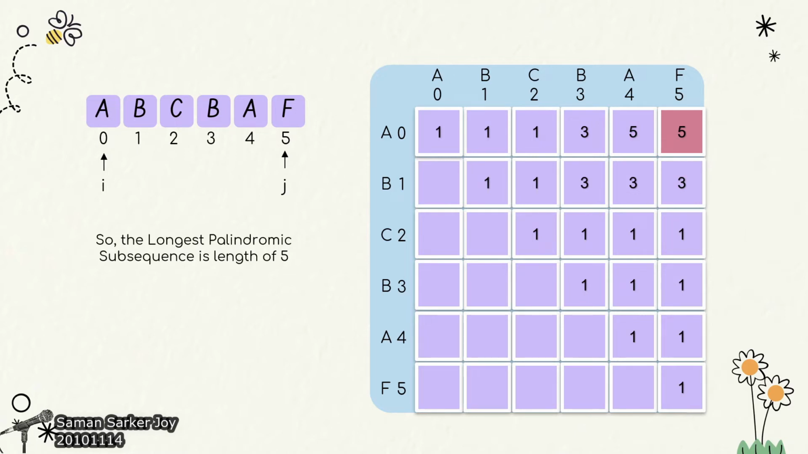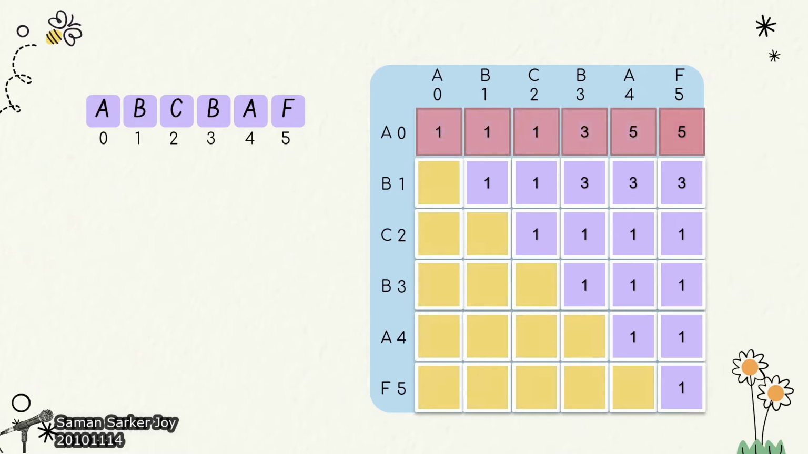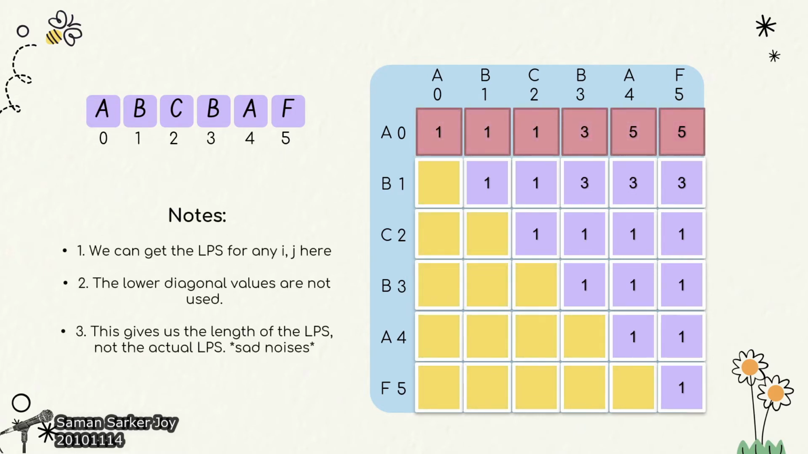The matrix's first row's last value will denote that. Some notes: we can find the LPS for any i and j here. We are also not using the lower diagonal values. They remain empty. We also don't find the actual LPS string, but we find the LPS length using it.